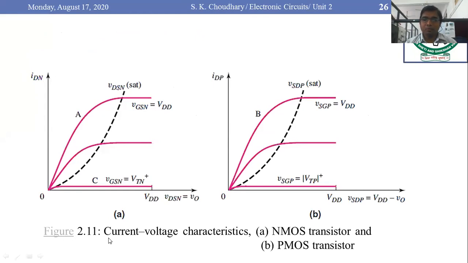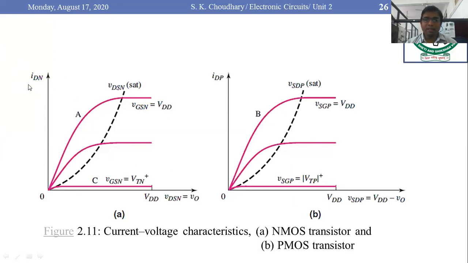Diagram 2.11a is the current-voltage characteristics of the NMOS connected in the CMOS inverter, and all of you please note it down. And diagram B represents the I-V characteristics of the PMOS connected in the CMOS inverter. Okay, so please note down.